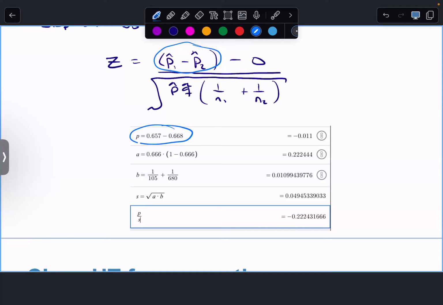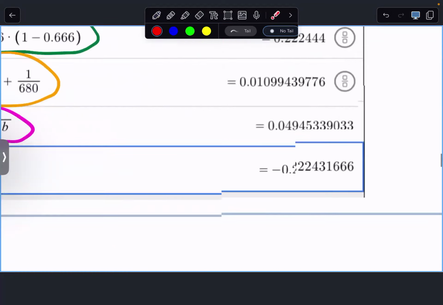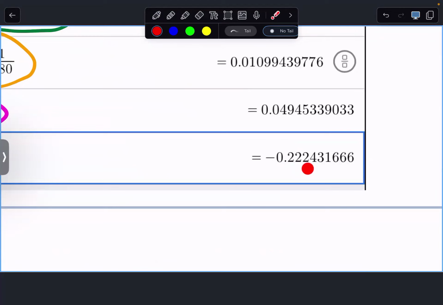I found my point estimate. I found my P hat, Q hat, and I called it A. I found my 1 over N1 plus 1 over N2, and I called it B, sneakily. My standard error is the square root of A times B, and then Z is P over S. Right? And so I find a Z of negative 0.2224, let's say.